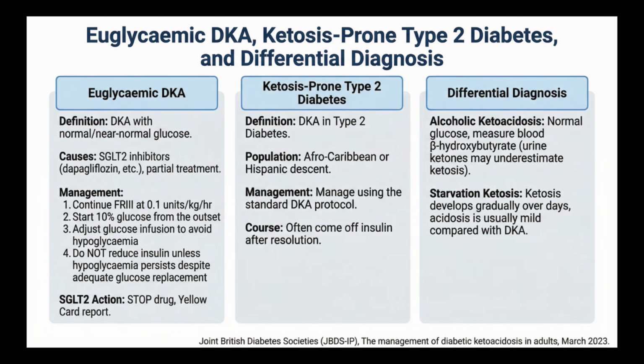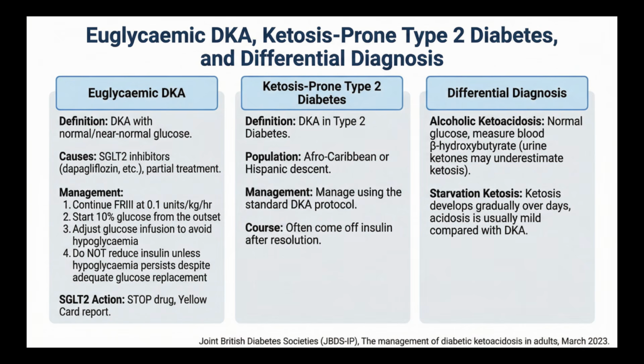It can also occur with partial insulin treatment. Management is different in one key aspect. Continue the fixed-rate insulin infusion at 0.1 units per kilogram per hour, but start 10% glucose from the beginning to prevent hypoglycemia. Do not reduce the insulin unless hypoglycemia persists, despite adequate glucose replacement. And if the patient is on an SGLT2 inhibitor, stop the drug and complete a yellow card safety report.